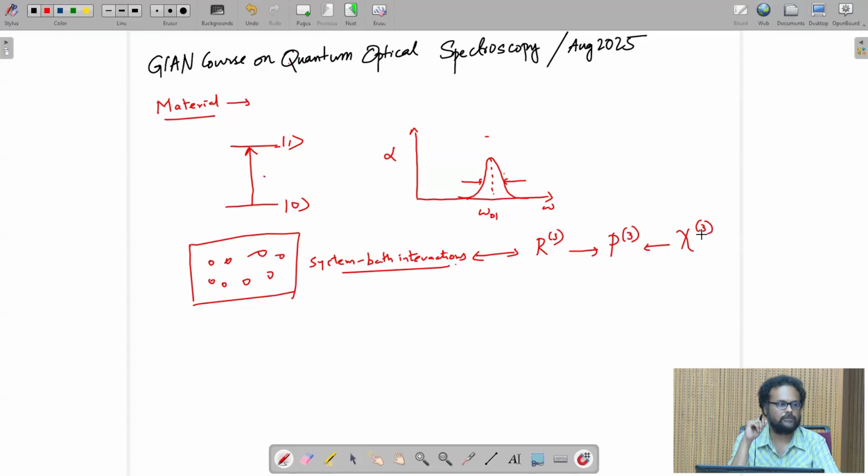Now, if all this looks alien to you, don't worry, we'll go into details of that. So part of this course is to understand or develop the formalism to be able to get a picture of this relationship. Okay. All right. So this is one part of it.